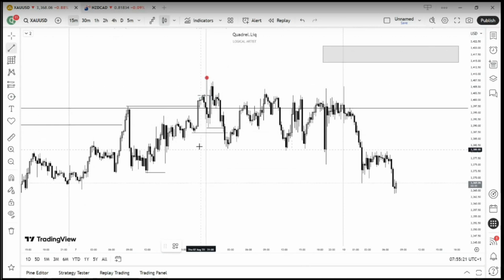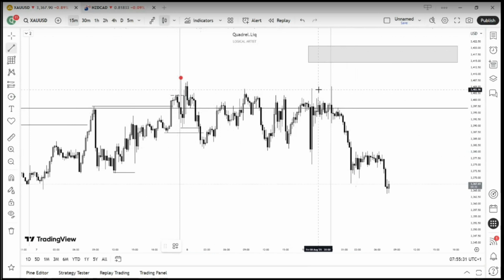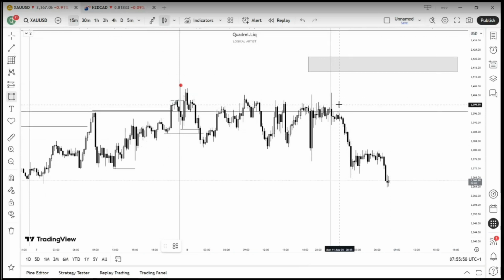So having this break of structure, then we expect some sort of what? Some sort of pullback. But then, before we can expect some sort of pullback, liquidity has to be taken before our entry, so as to be on a much more safer side, because liquidity taken before entry, I see it as inducement, in the sense that we need some early participants in this market to be taken out before we get in. It's very, very important.